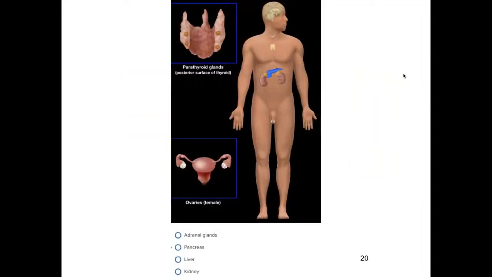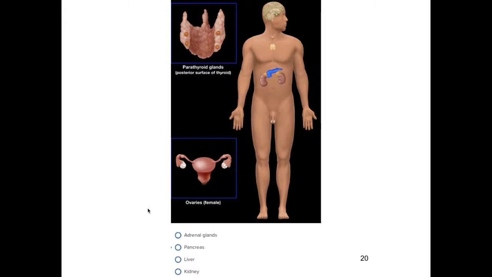Here, we are looking at what is the blue structure just between the kidneys. That would be your pancreas. On the upper left, that box, it's the thyroid gland, but behind the thyroid gland on the posterior surface are those four circles, two on the left and two on the right. Those are called parathyroid glands.